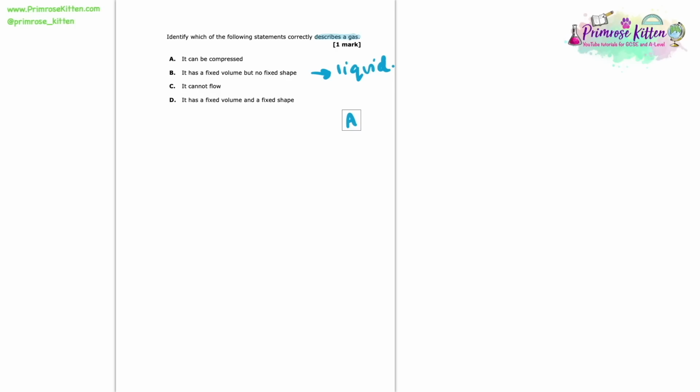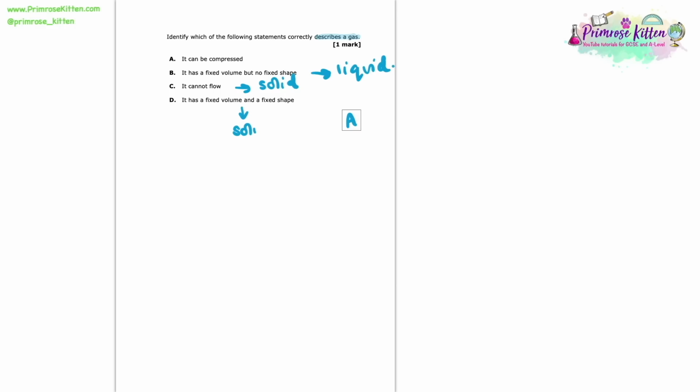Next up C, it says it cannot flow. And a lot of people here could get confused because they could associate the word flow with just liquids. But actually both gases and liquids can flow. The only substance that can't flow would be a solid. So C is actually describing a solid. Finally for D, a fixed volume and a fixed shape. Again, that's just describing a solid.